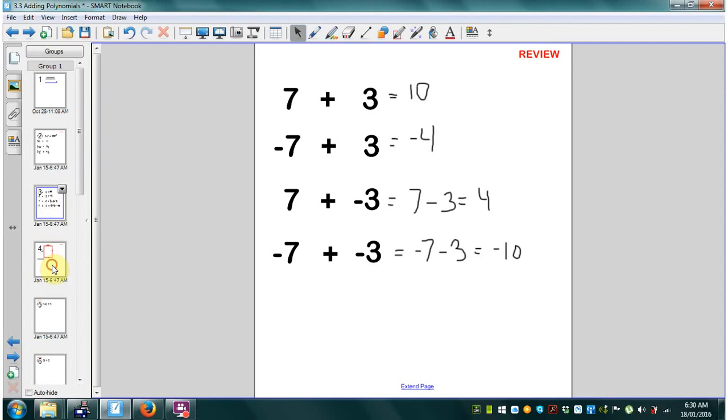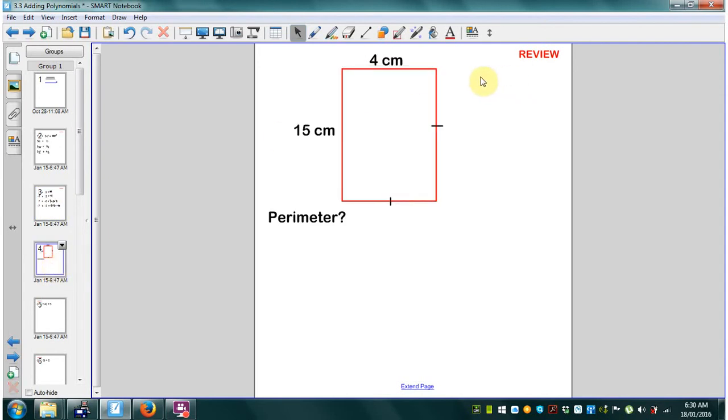Now, we're going to move on to the final review slide. And this is one actually that I want you to quickly sketch and then write down. So pause the video. Don't have to be too neat with this. It's just a little sketch, and then we're going to talk about the perimeter. Okay, by now you should have that written down. So when you're asked for perimeter, perimeter is the distance that you go if you were to walk around the edge of the shape. Okay, so to find a perimeter, you just add up the length of all your sides.